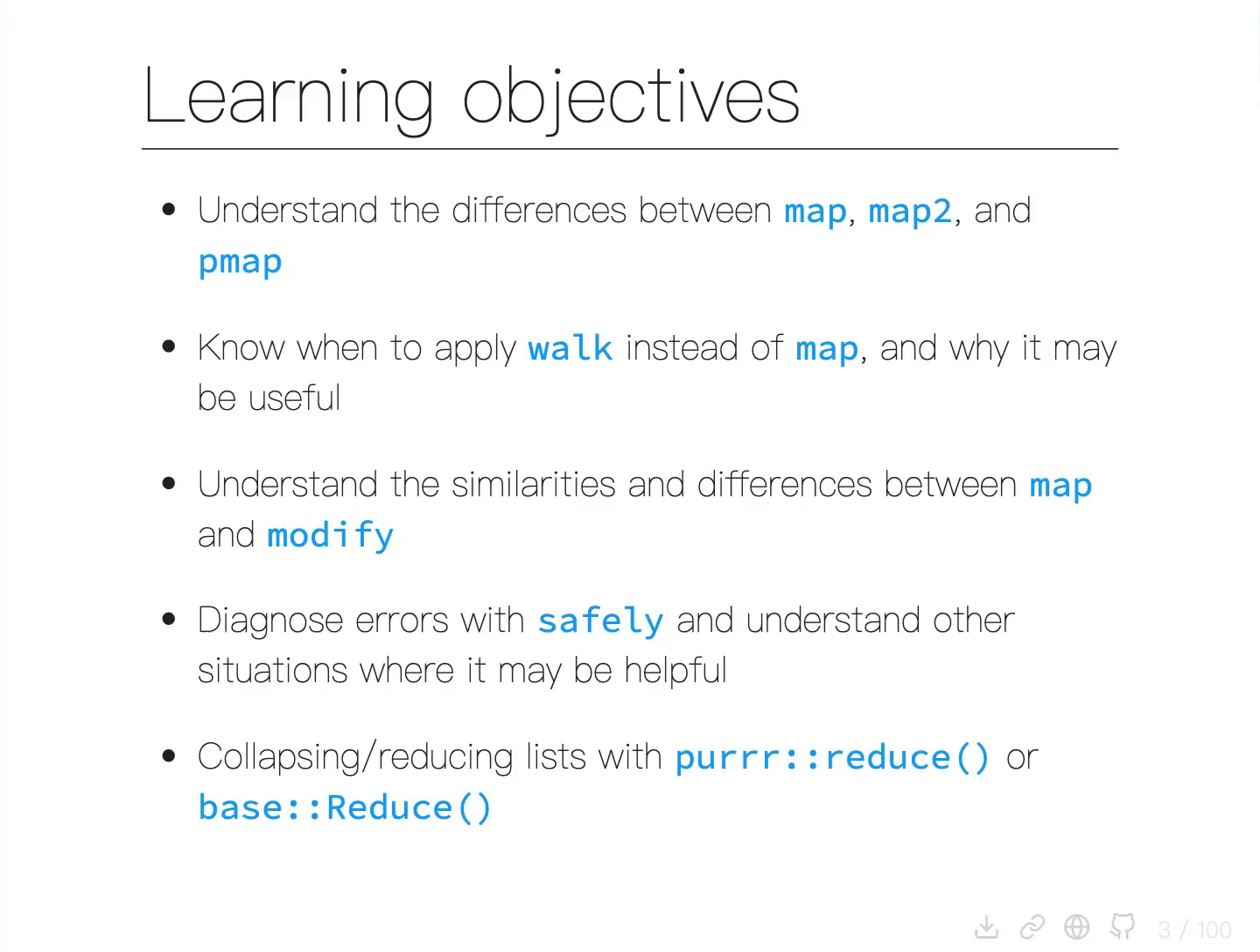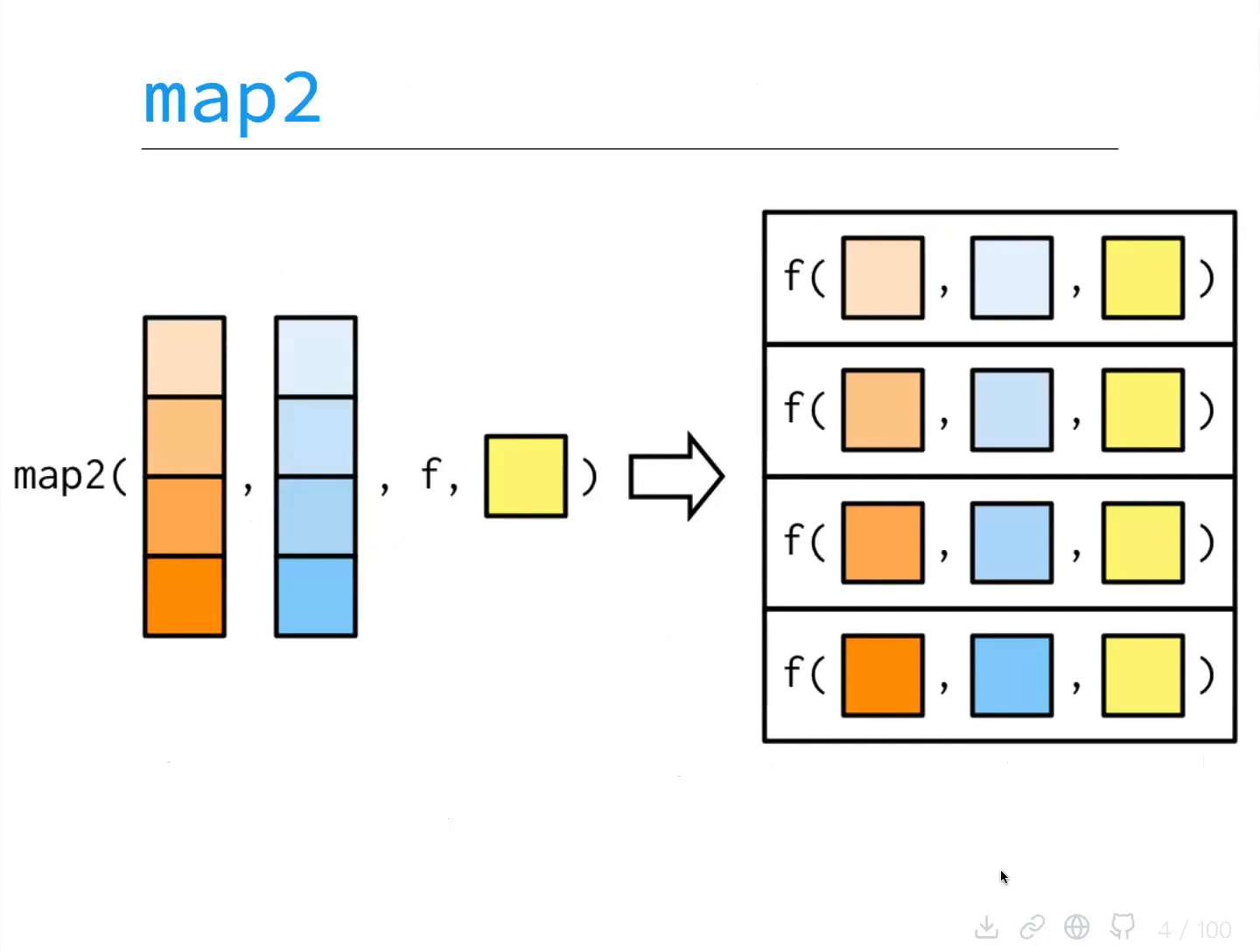And then be able to use safely, specifically, I'm going to show you one way to use it to diagnose errors. But also understand situations when it might be helpful to use, specifically if you're doing anything on the web, working with APIs, working with scraping data straight from a website, safely is going to be really helpful for you. And then collapsing or reducing lists with purrr reduce. I also have base reduce there. They're essentially the same thing. I don't actually think I have slides on base reduce though. So I put it up there, but I don't think I actually got to it. But if you're interested in it, let me know and we can talk about it.